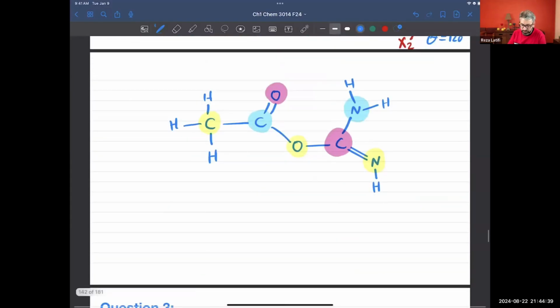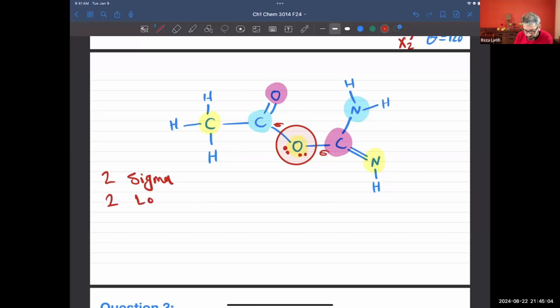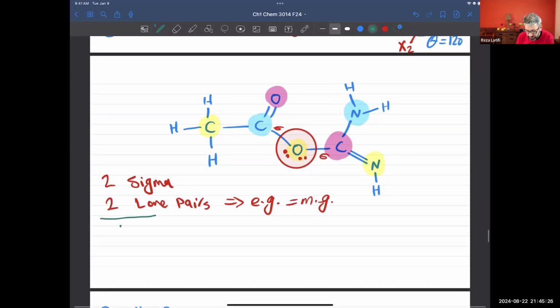Next, oxygen. Oxygen is not octet. Again, draw a circle around it. You're going to show 2 lone pairs on oxygen. Now, 2 sigma: this is the first sigma, and that's the second sigma. And how about lone pairs? 2 lone pairs. So the electron geometry will not be equal to the molecular geometry. Sigma plus lone pair equals 4. That means the hybridization is going to be sp3.